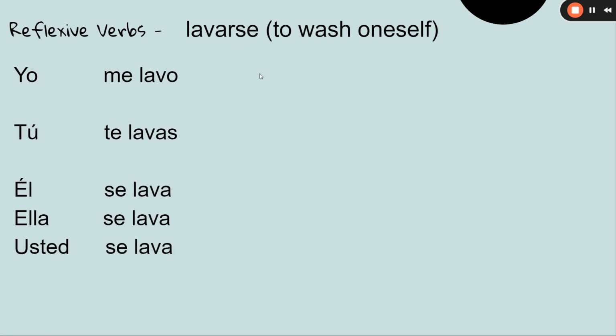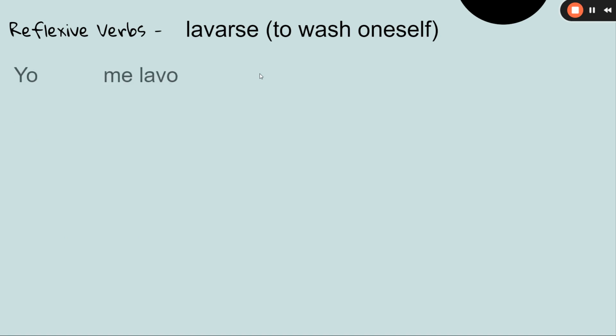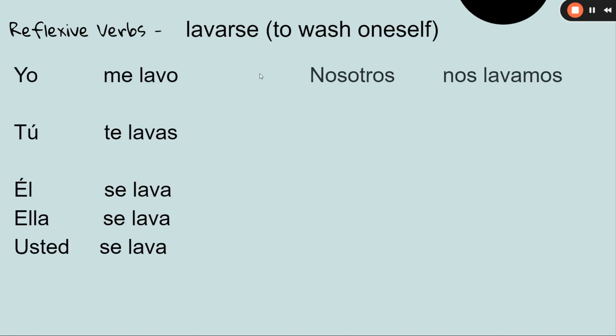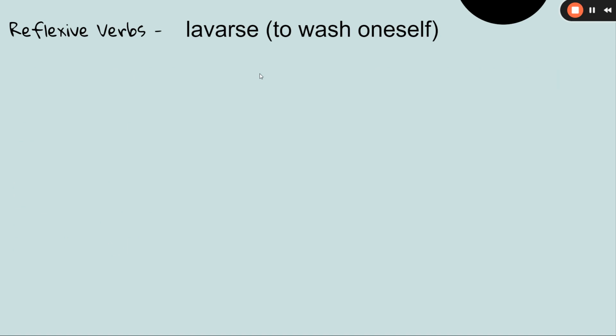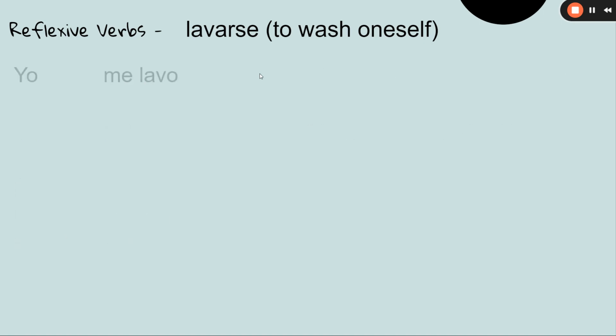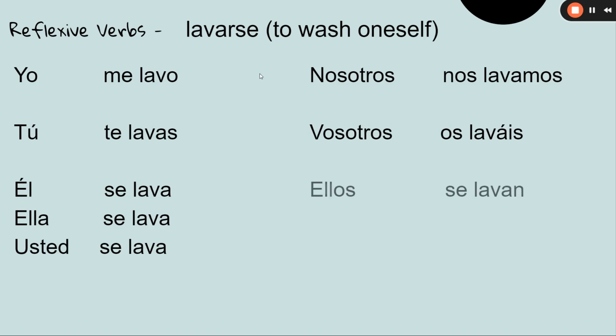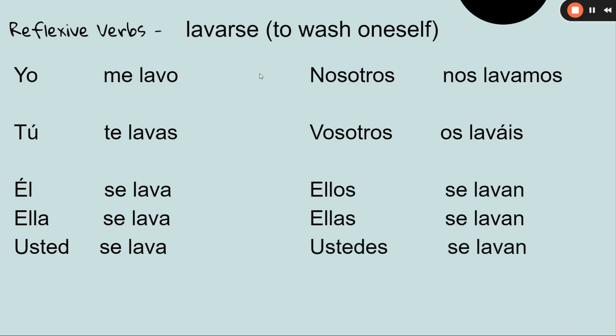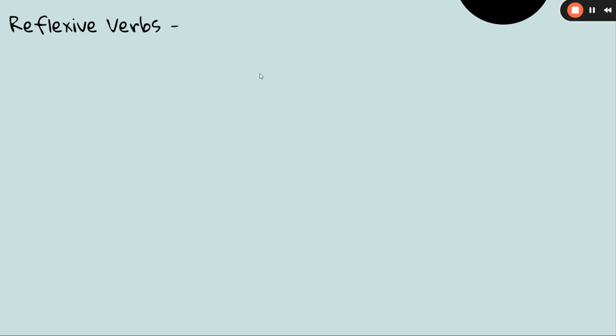Now, this is the present tense. You could also do it in the preterite tense. So, nosotros nos lavamos. Os laváis. Se lavan. Okay? Next.